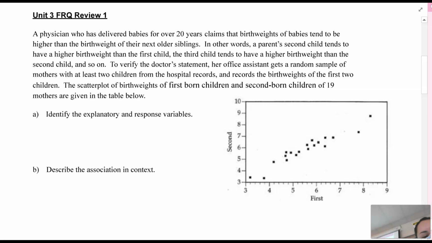It says a physician who has delivered babies for over 20 years claims that birth weights of babies tend to be higher than the birth weights of their next older siblings. In other words, a parent's second child tends to have a higher birth weight than the first child, and the third child higher than the second, and so on. So each next baby is higher than the previous one, okay? To verify the doctor's statement, her office assistant gets a random sample of mothers with at least 2 children from the hospital records, and they record the birth weights of the first 2 children.